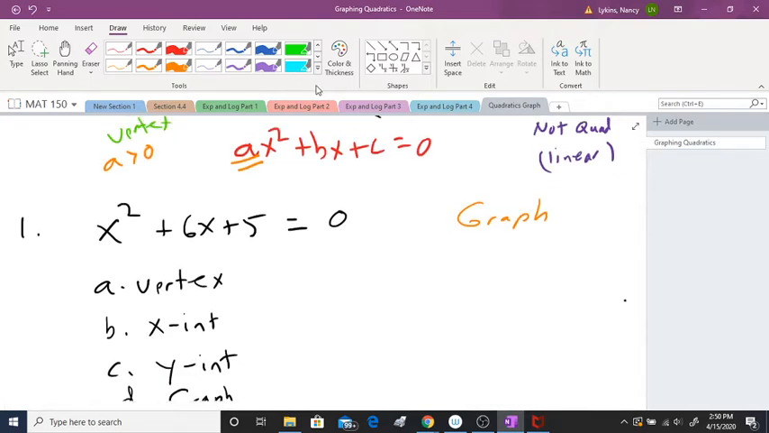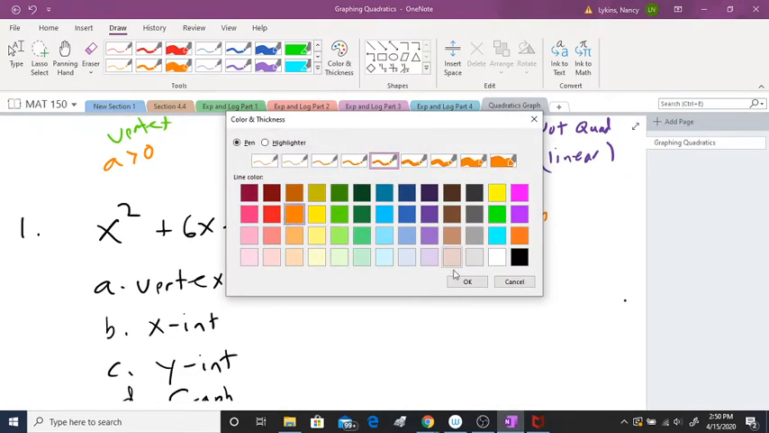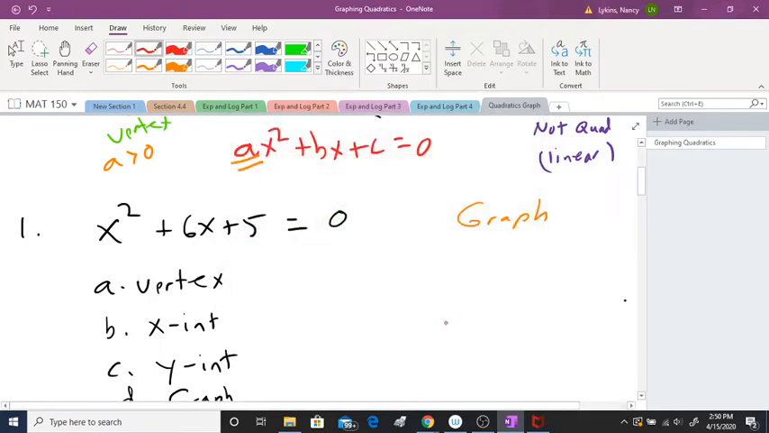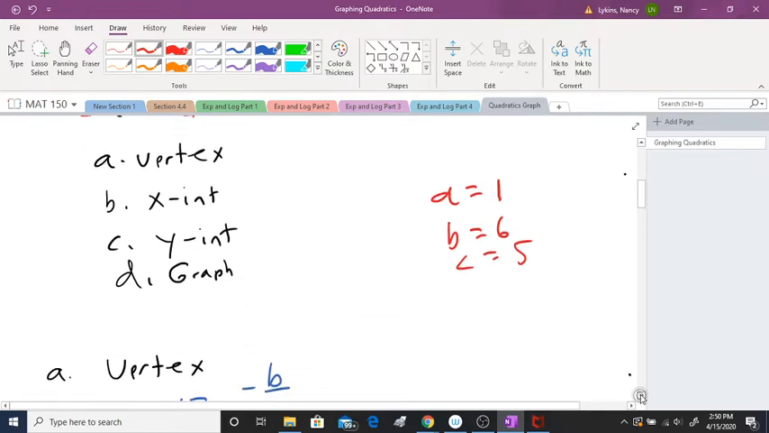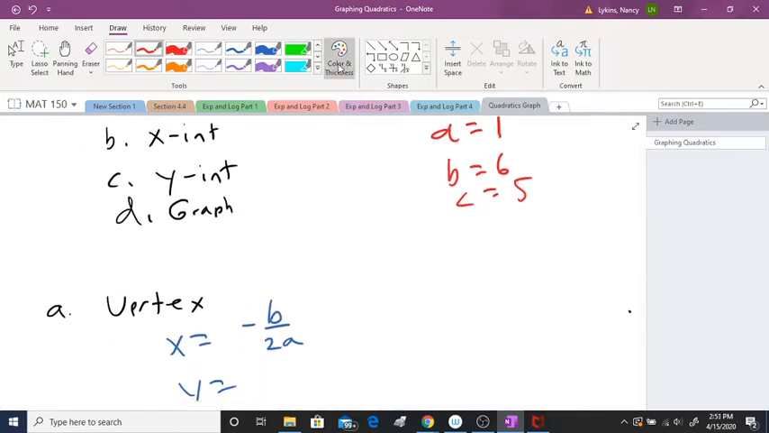Now, before we begin, we also need to define what our A, B, and C are. Well, look at our A right here. A is there's nothing in front of the x squared, so that is an understood 1. Our B is in front of the x, which is a 6. And finally, our C is right here. It is 5. So now we can use this information to help us find the vertex.